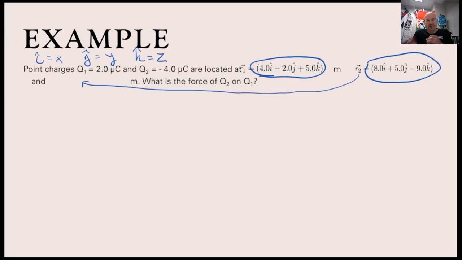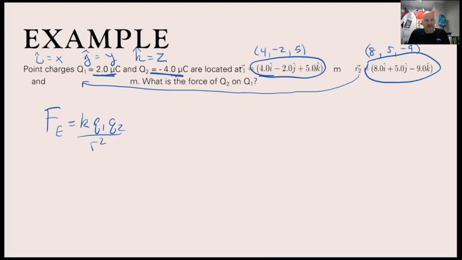So one's at positive 4, negative 2, 5, if you want to write it as an ordered pair. This would be 8, 5, negative 9, right? So that's where they're located. So 4 on the x, negative 2 on the y, 5 on the positive z. Okay, and then you got 8, positive 5, negative 9. So we know the equation is going to be k q1 q2 over r squared. Easy things are our q's because the only thing we need to do is convert. But remember, micro is times 10 to the negative 6th.